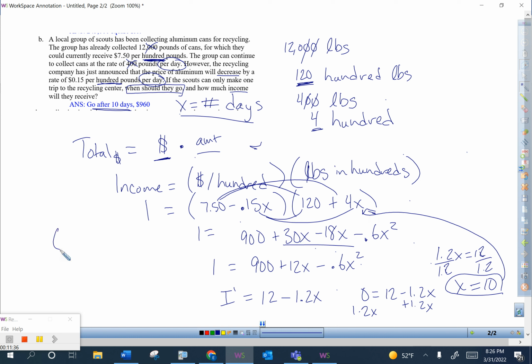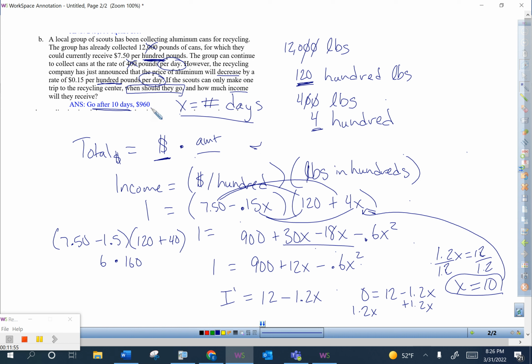So 7.50, and 10 would be minus 1.5. Second part, 120 plus 4 times 10 is 40. Simplify, this would be 6, this would be 160, and that's our 960 that comes out.